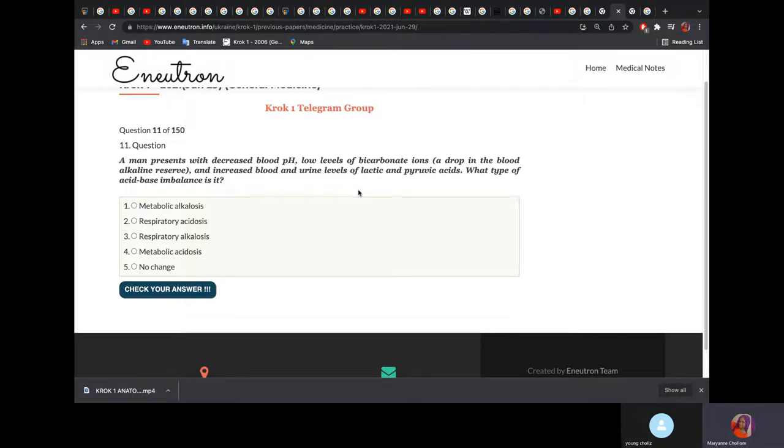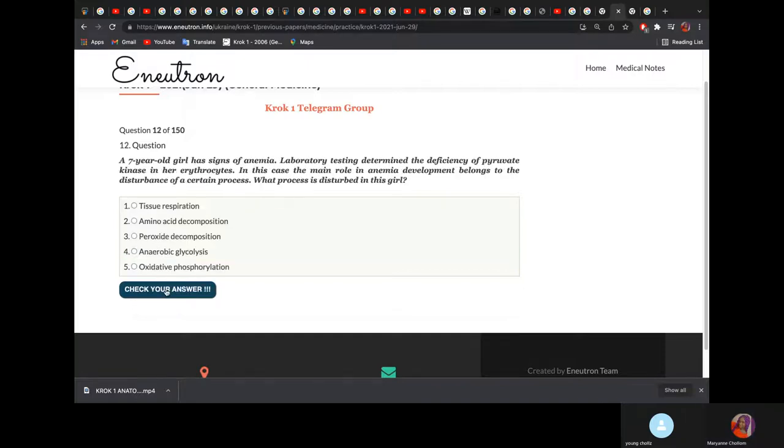What did they say here? Increased blood and urine levels of lactic and pyruvic acid. So this person is losing acidity in the urine, so it will be metabolic acidosis. But if this person was losing acid via respiration, maybe they would talk about breathing, and it would be respiratory acidosis.